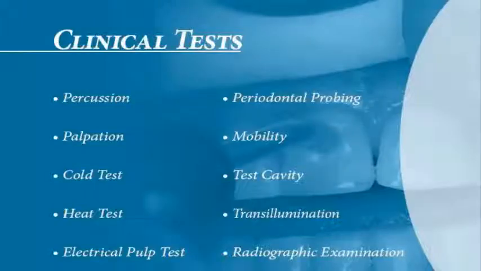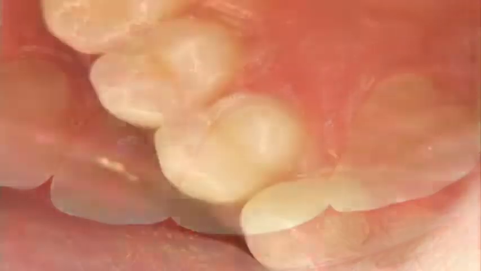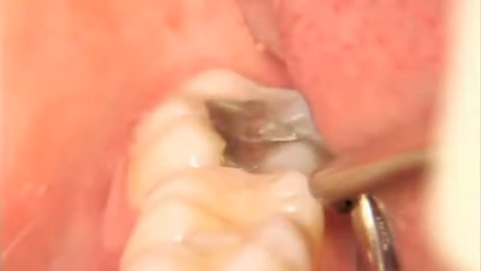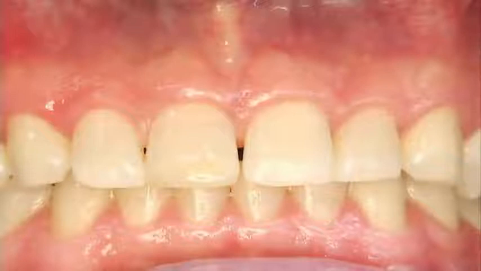Clinical tests include percussion, palpation, cold and heat tests, electrical pulp test, periodontal probing, mobility, test cavity, transillumination, and radiographic examinations. In using any test, it is important to include control teeth of similar type to the suspected tooth or teeth. The results of the test on these teeth calibrates and provides a baseline for the patient's responses to tests on suspected teeth.